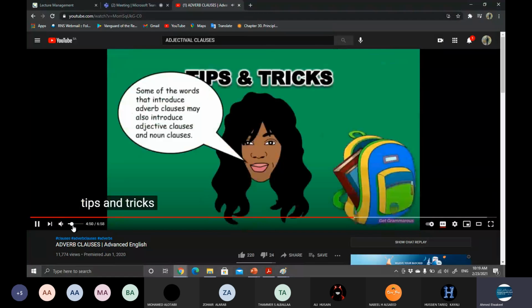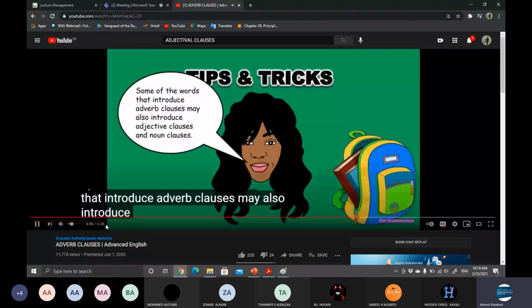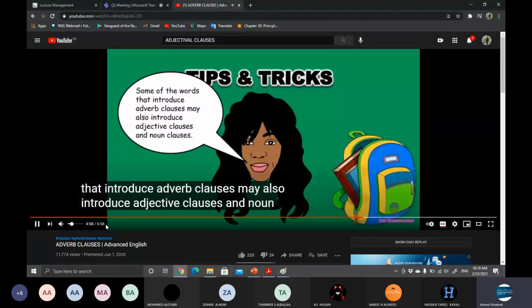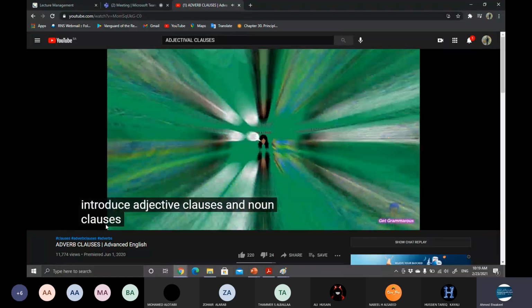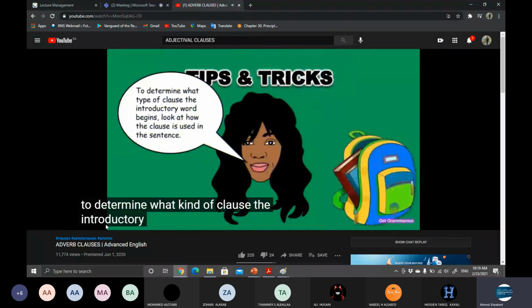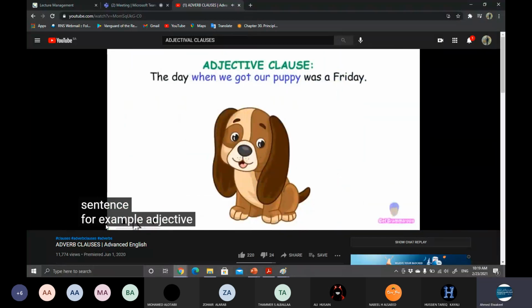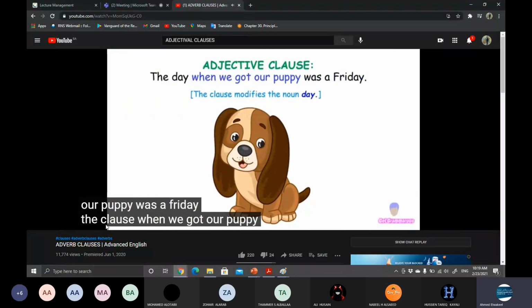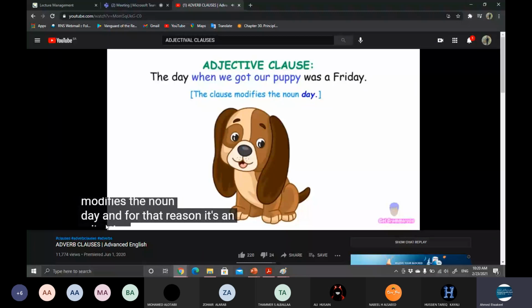Tips and tricks. Some of the words that introduce adverb clauses may also introduce adjective clauses and noun clauses. To determine what kind of clause the introductory word begins, look at how the clause is used in the sentence. For example, adjective clause. The day when we got our puppy was a Friday. The clause when we got our puppy modifies the noun day, and for that reason, it's an adjective clause telling what kind of day it was.